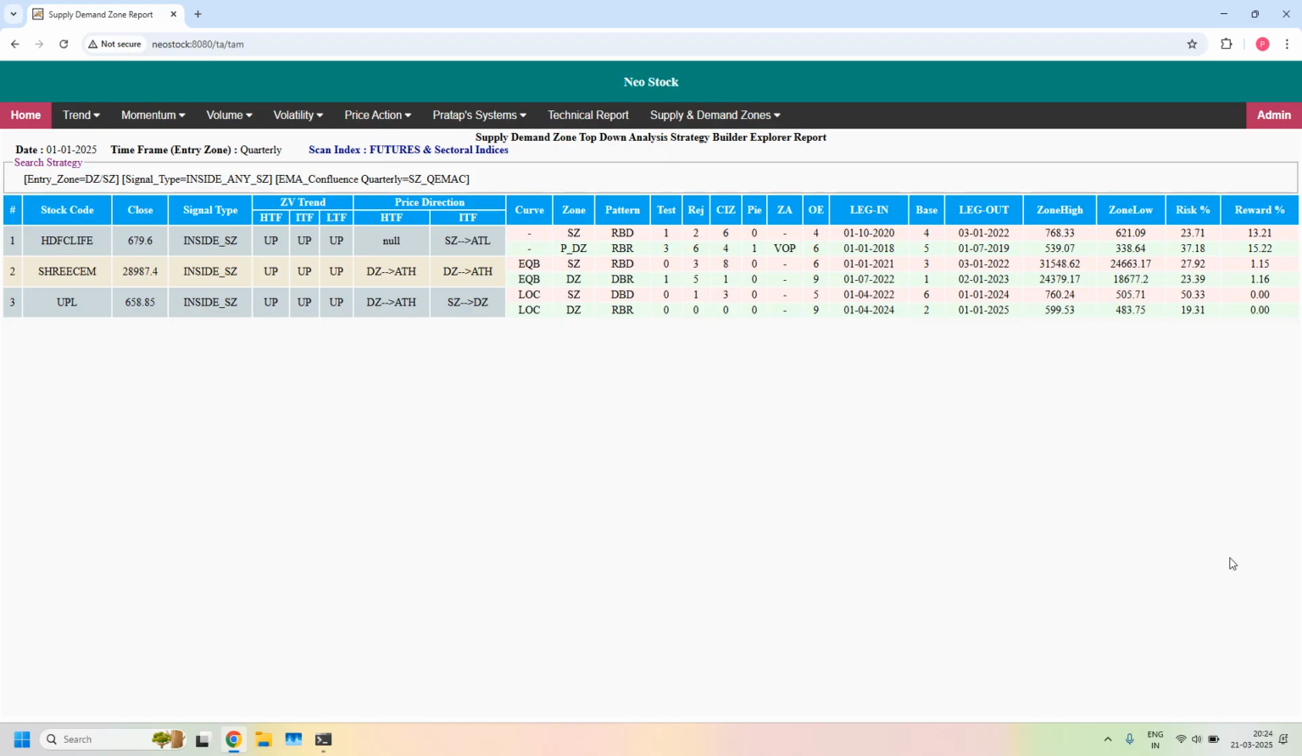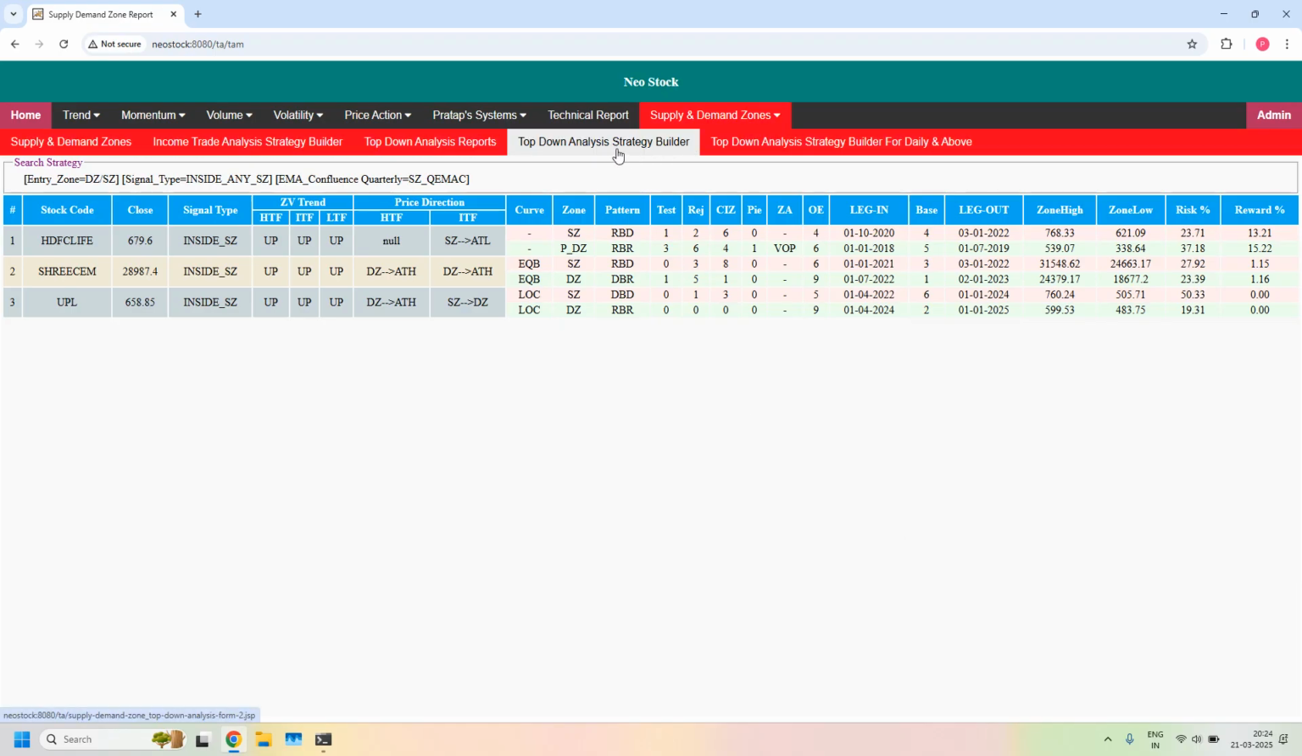So out of 4 we got 3 stocks. These 3 quarterly supply zones are having quarterly EMA confluence. So this is about quarterly time frame. The next time frame is monthly.